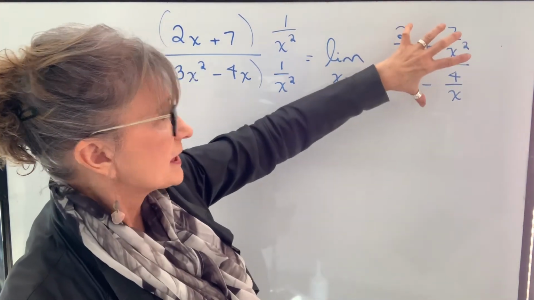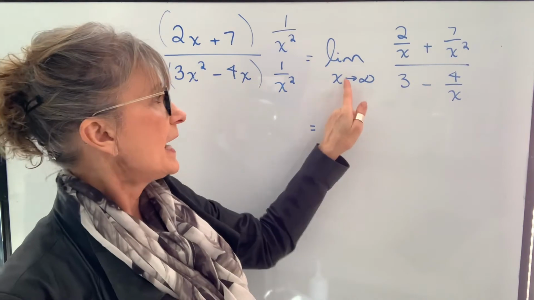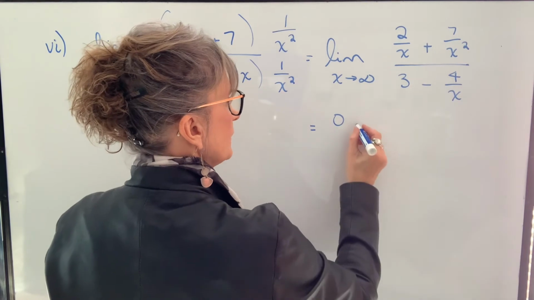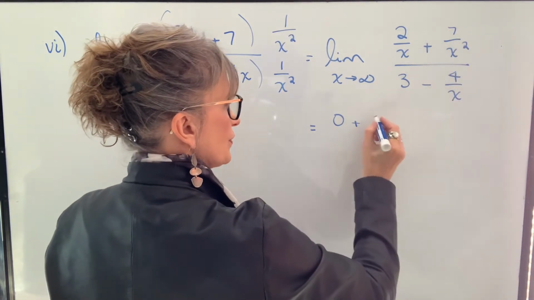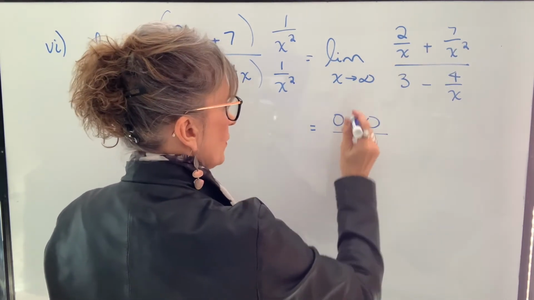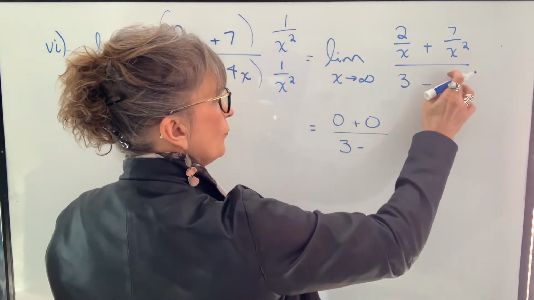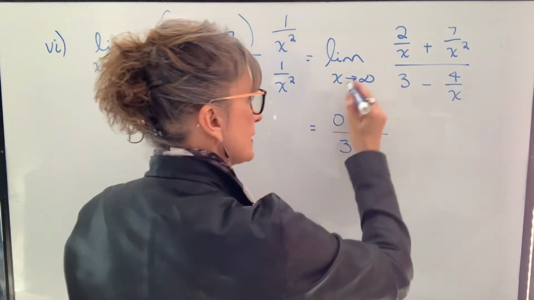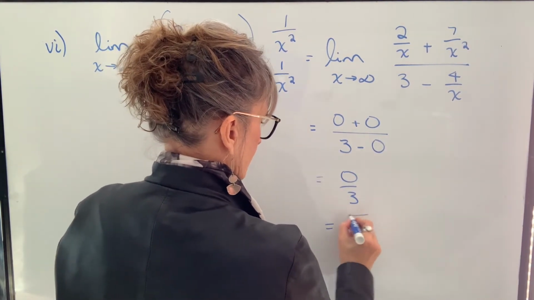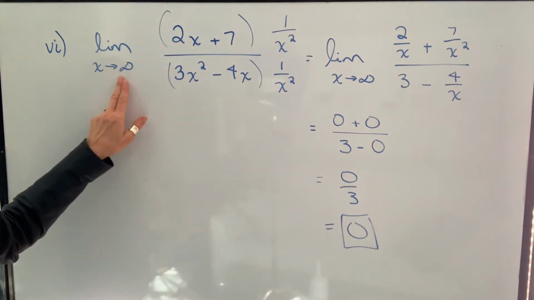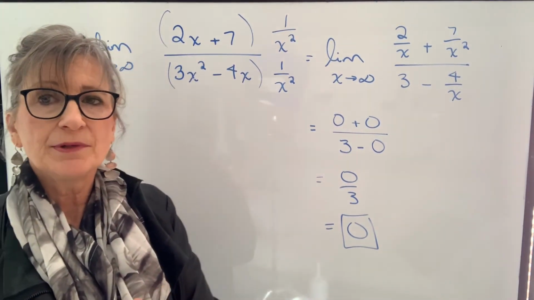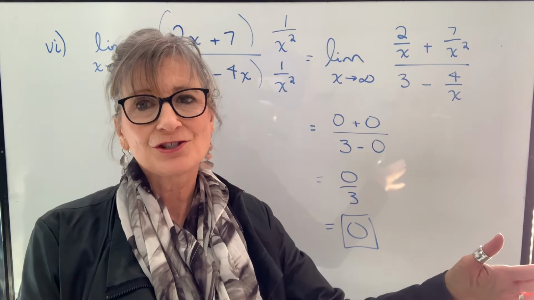I can find the limit of this expression by finding the limit of each of these terms as x approaches infinity. So 2 over x will approach 0 as x approaches infinity. 7 over x squared will approach 0 as x approaches infinity. 3 stays 3, it doesn't matter what x is doing. And 4 over x will approach 0 as x approaches infinity. So the limit of this expression as x approaches infinity is 0. And that makes sense because we know that our denominator is growing without bound faster than our numerator.